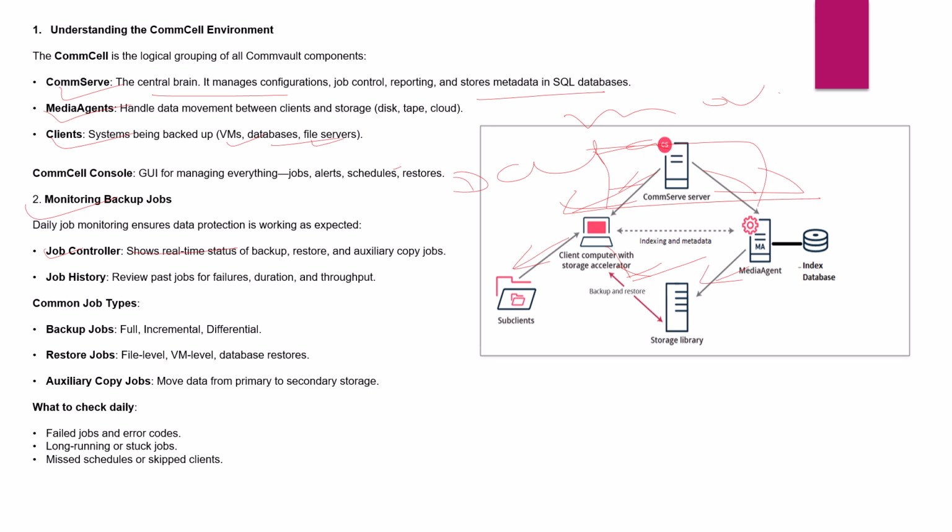The backup types are transaction log backups, incremental, full, synthetic. Whatever jobs are running in the current environment all appear in the job controller. And the second thing, job history: review the past job history, duration, and the throughput. Common job types, I already told you: full, incremental, and differential. Restore jobs: file level, VM level, database, and aux copy, moving the data from primary to secondary.